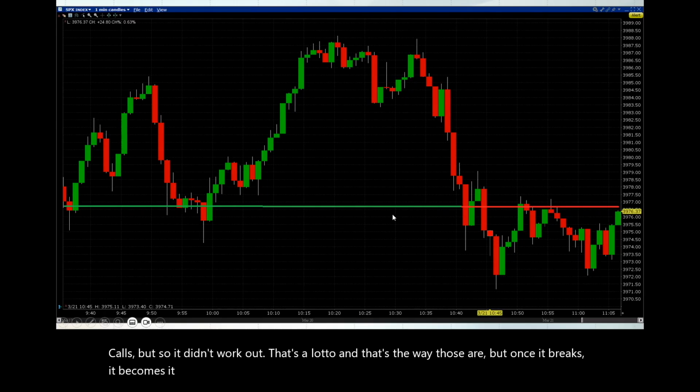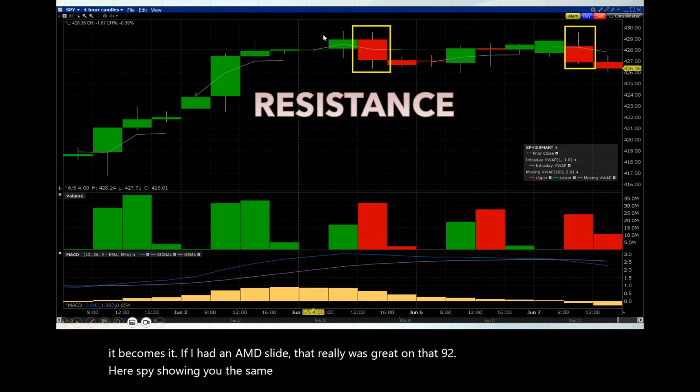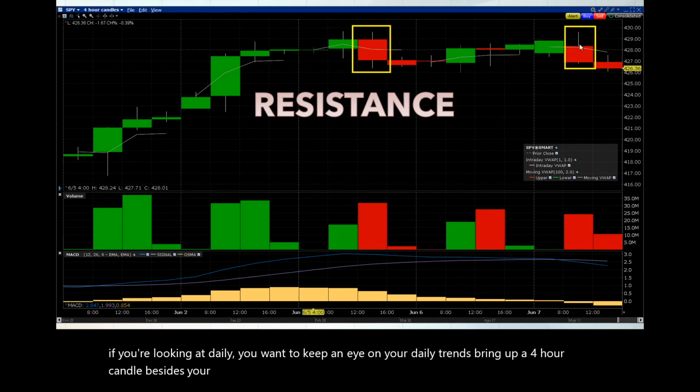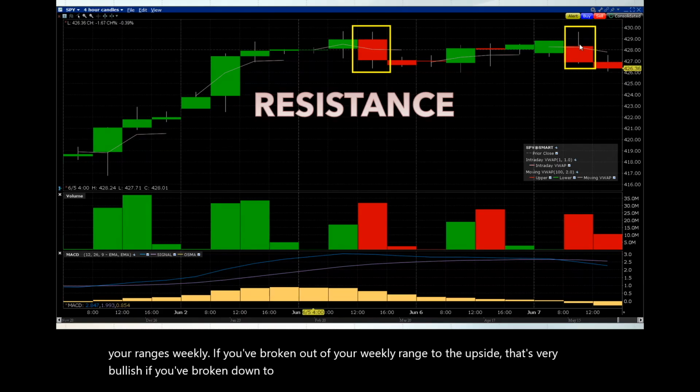I had an AMD slide that really was great on that at 92. Here's SPY showing you the same resistance level on a 4-hour candle. So again, if you're looking at daily, you want to keep an eye on your daily trends. Bring up a 4-hour candle beside your daily candle. Bring up your weekly candle. You should know your ranges weekly. If you've broken out of your weekly range to the upside, that's very bullish. If you've broken down to the downside, that's typically very bearish.